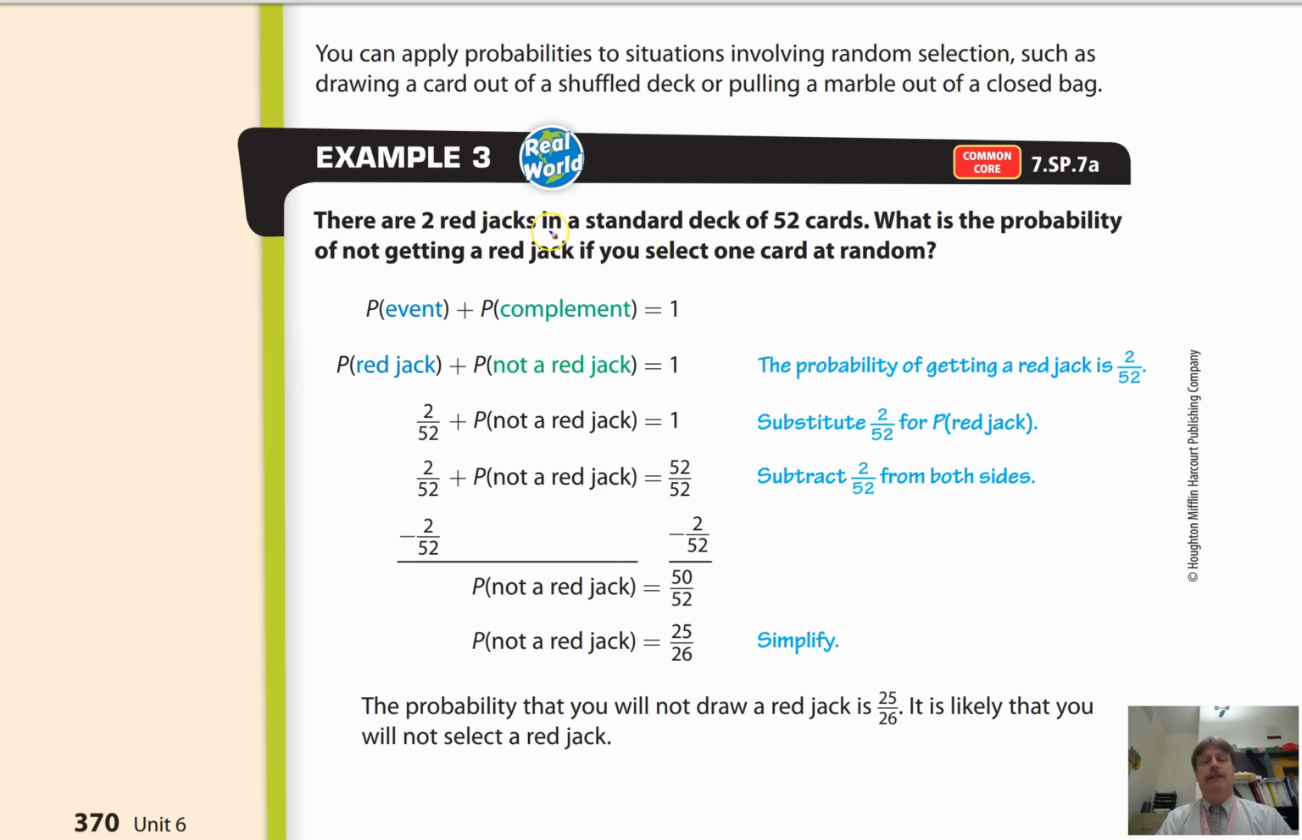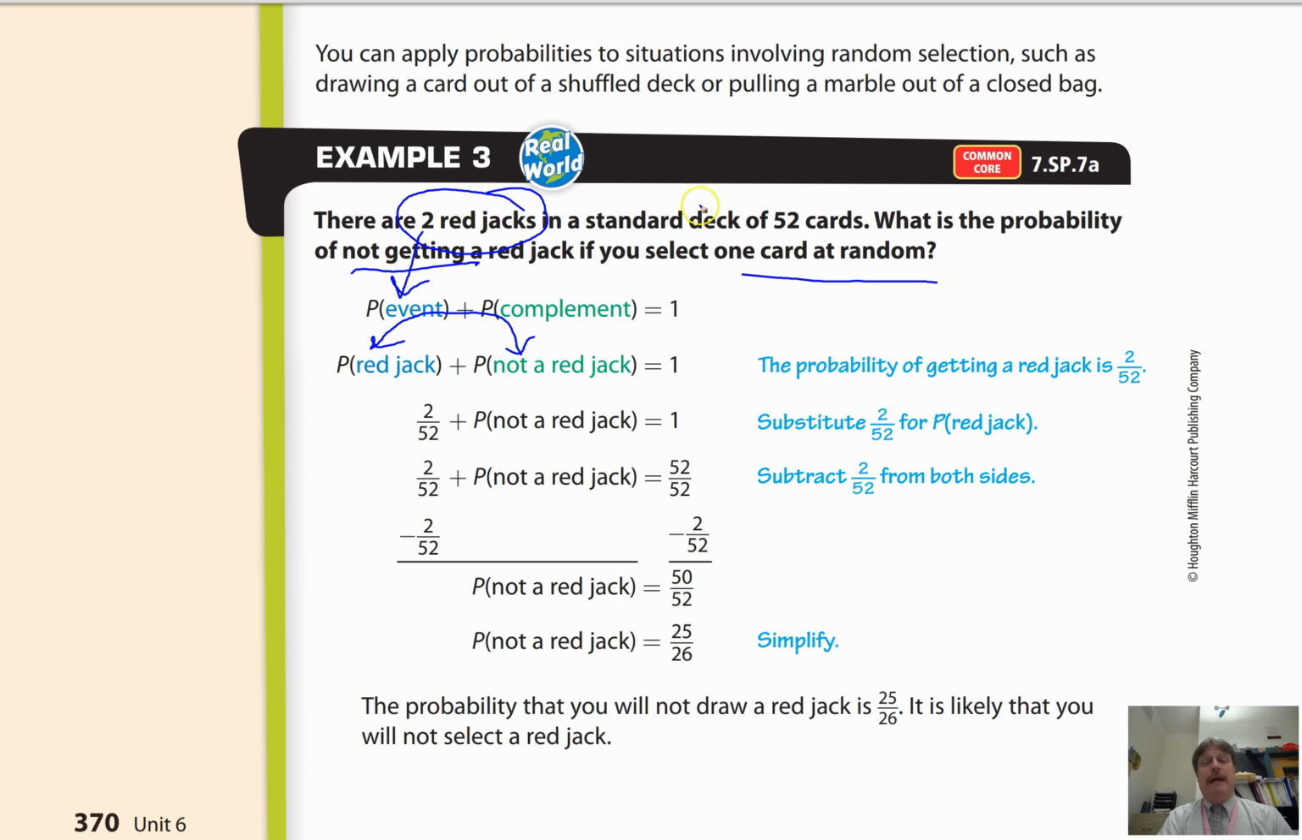Here, there are 2 red jacks in a standard deck of 52 cards. What is the probability of not getting a red jack if you select one card at random? So here's the probability of the event, that would be the 2 red jacks. Notice they write probability of the red jacks. And then the complement, you just take the opposite of that. So the probability of not a red jack. All they do is take this and put not in front, and then that's going to have to equal 1.